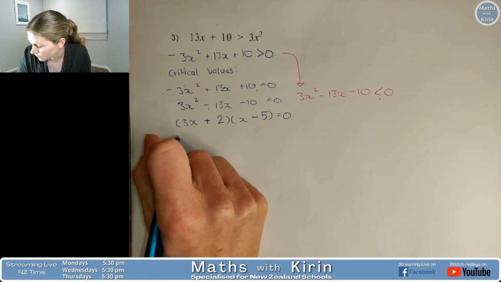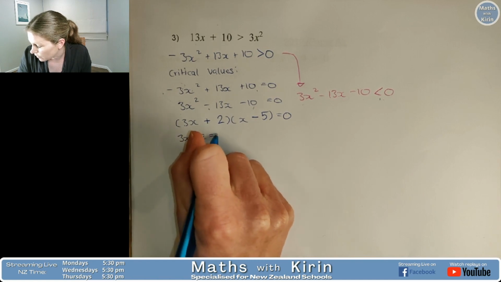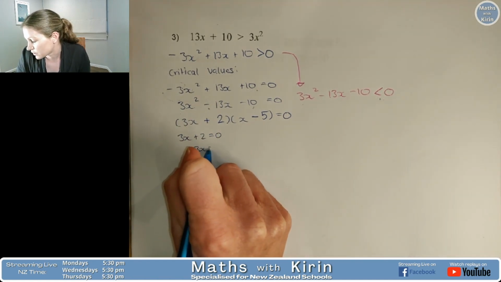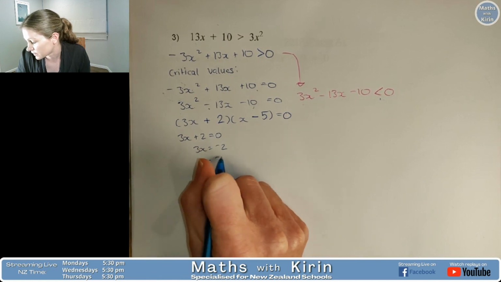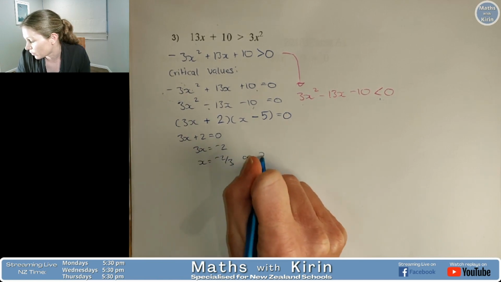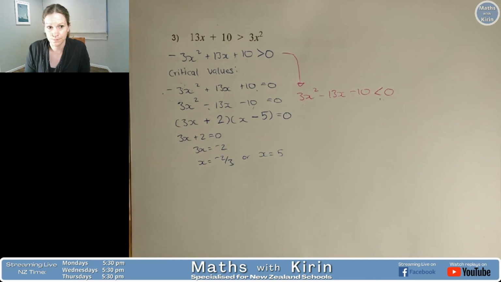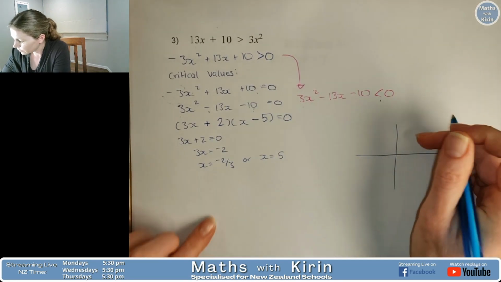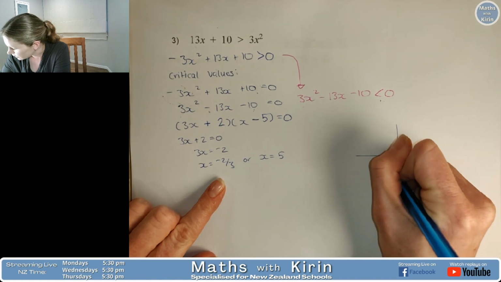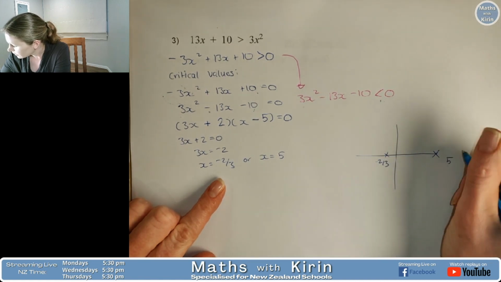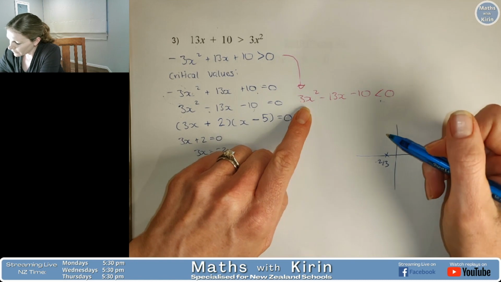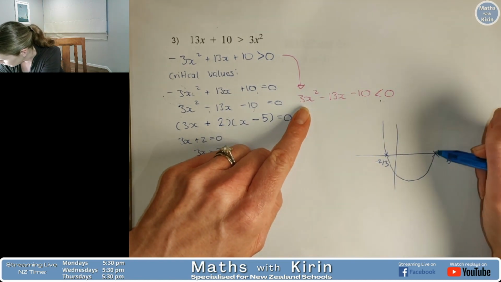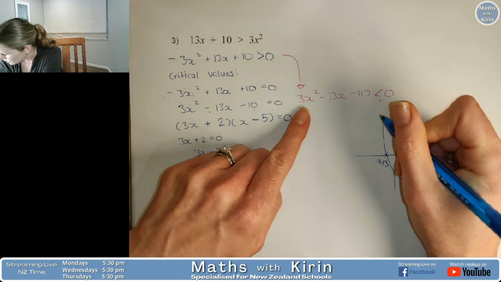So we know our critical values happen when 3x plus 2 is equal to 0, which means 3x is negative 2, which means x is negative 2 over 3, or when x is positive 5. Okay, if you want to draw your sketch, you can. We've got negative 2/3 over here and positive 5, and we've got this equation because we multiply through by negative 1, so we've got it going like this.